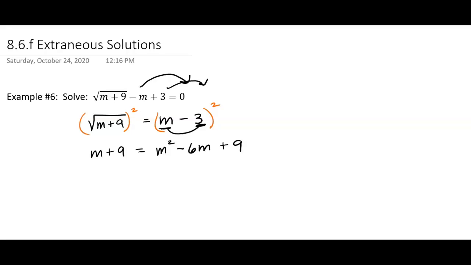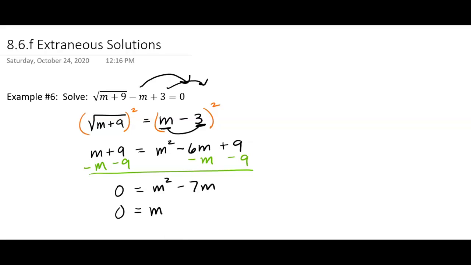It is a quadratic equation, so I'm going to get everything on one side. I'm going to subtract m from both sides, and I'm going to subtract 9 from both sides. So that gives me 0 on the left, m squared minus 7m on the right. Now that is a quadratic equation. It factors. There's a greatest common factor of m.